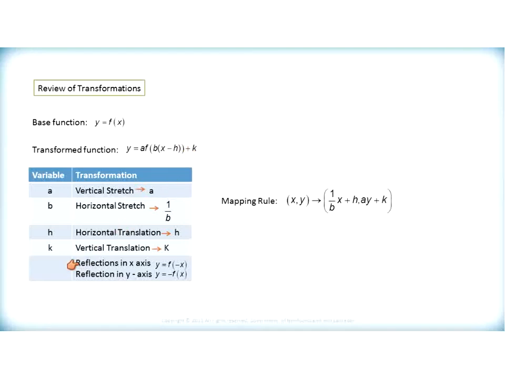Also worth noting here is that if we have a reflection in the x-axis, there will be a negative located inside the brackets here. If we have a reflection in the y-axis, there will be a negative located in front of the f of x. Also very important is your mapping rule for this function. The mapping rule will be (x, y) maps to (1 over b, x plus h, ay plus k).